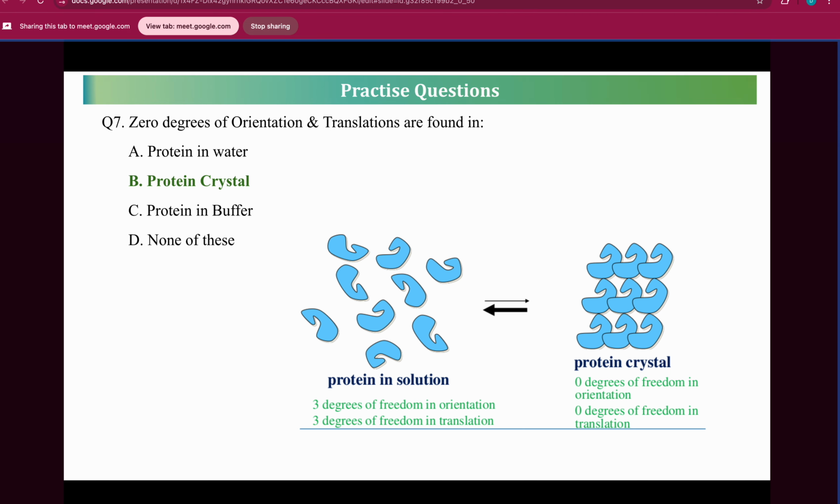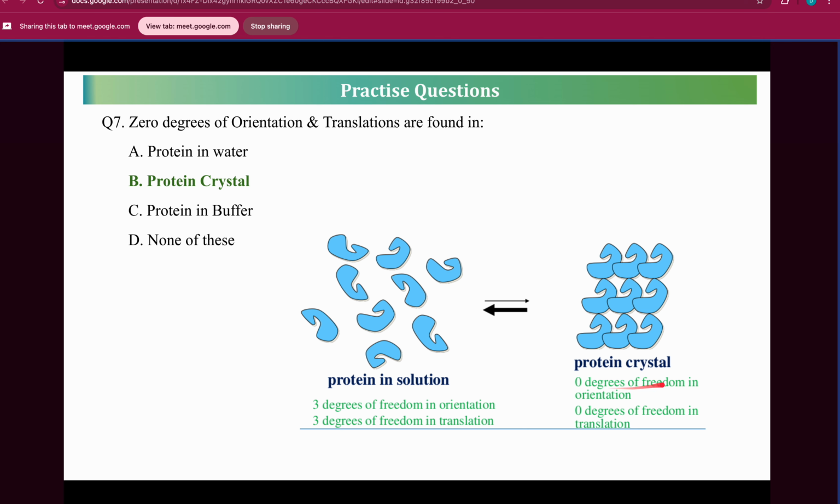So the right answer is option B, which is protein crystal. Now we'll see why protein crystal. If protein is present in solution, you can see it as protein in water, so it is the same as protein in solution. That means these proteins are present far away from each other. So when they are lying far away from each other, there are no lattice contacts taking place. So they are free to move. That's why they have 3 degrees of freedom in orientation as well as translation.